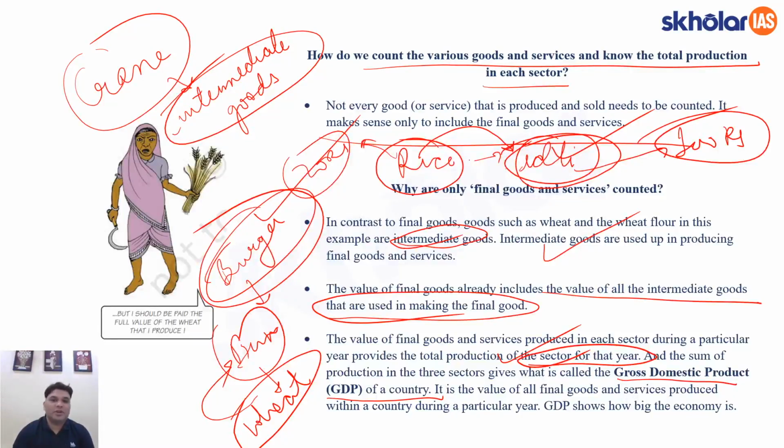So I hope you have understood what is gross domestic product, and I also hope you have understood why we don't account for intermediate goods when we are talking about gross domestic product, which is basically the size of a country's economy, right? So gross domestic product is the value of all final goods and services produced within a country during a particular year, right? And obviously, as I've told you, GDP shows the size of the economy.